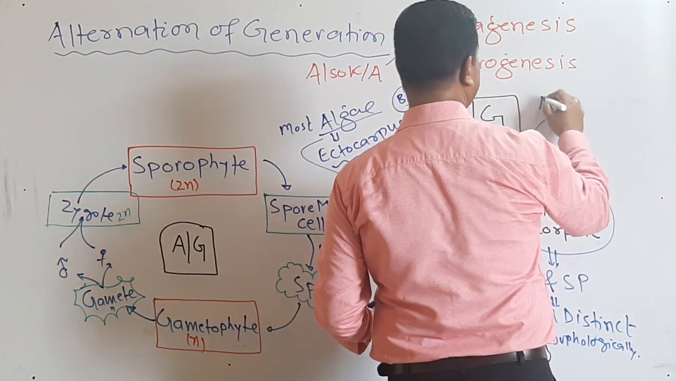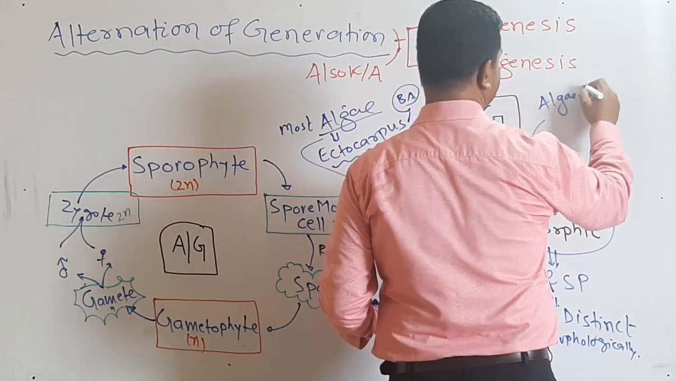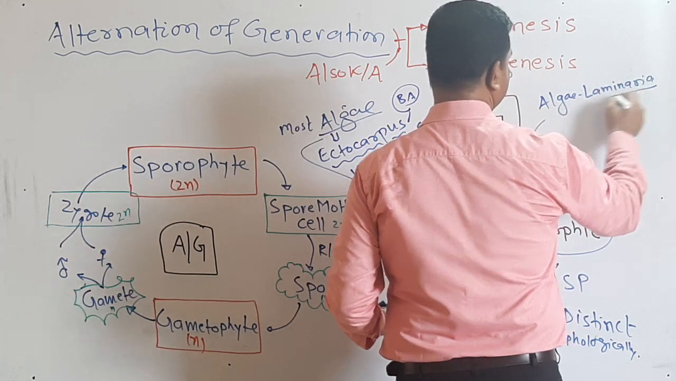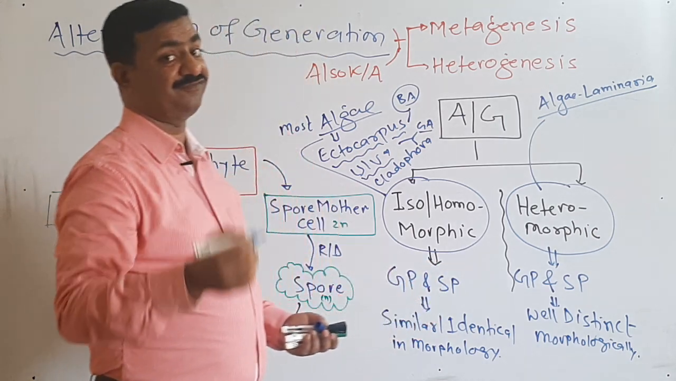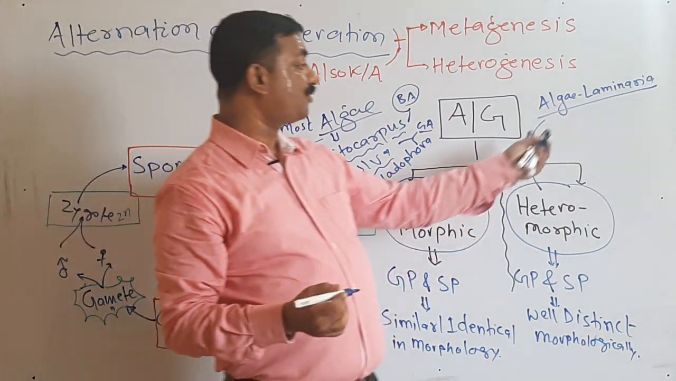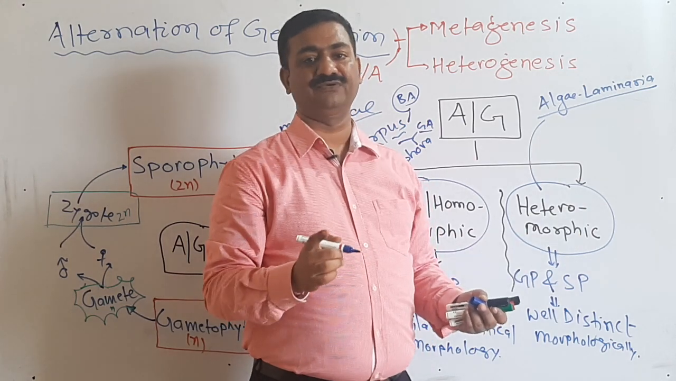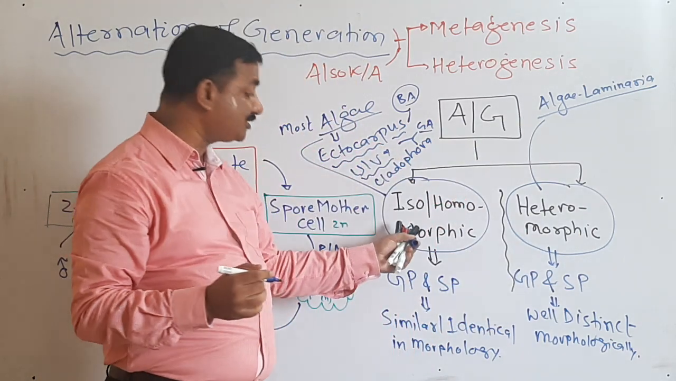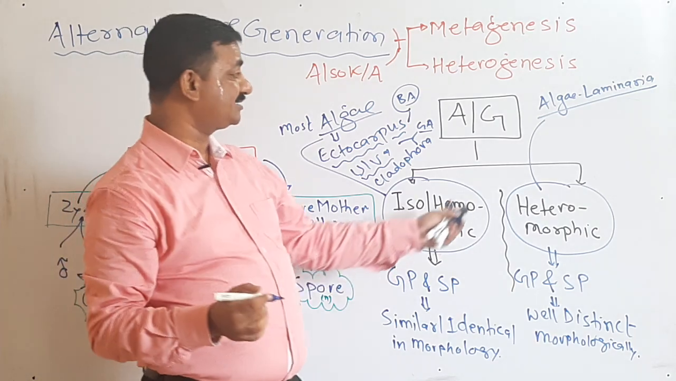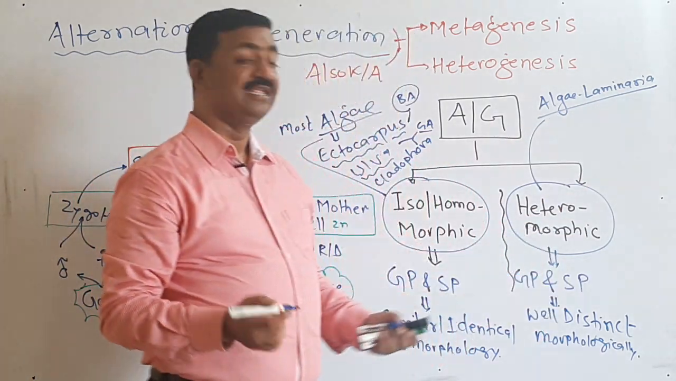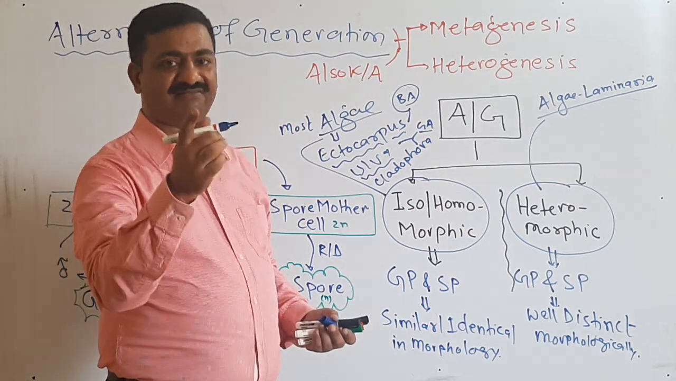So it's called heteromorphic alternation of generation, right? In algae you can also say, remember the brown alga Laminaria, it also executes heteromorphic alternation of generation. I have quoted this example to remind you, don't confuse that algae will only show isomorphic. No, we had the example of the alga Laminaria, a brown alga, that executes heteromorphic alternation of generation.